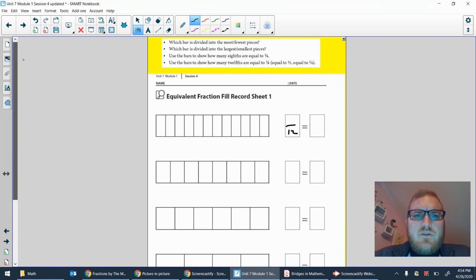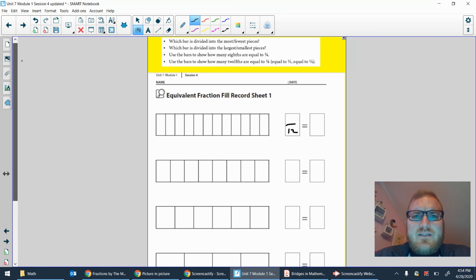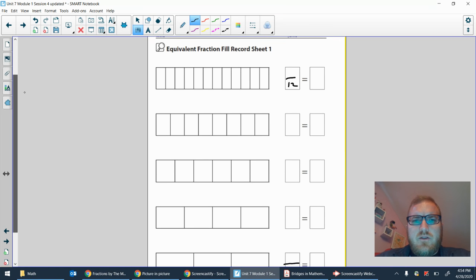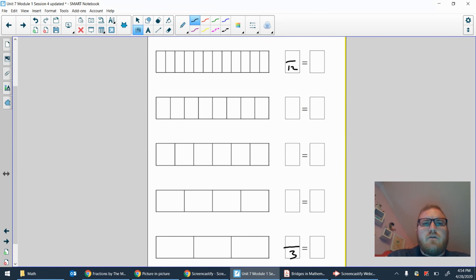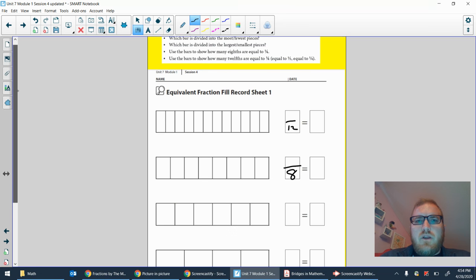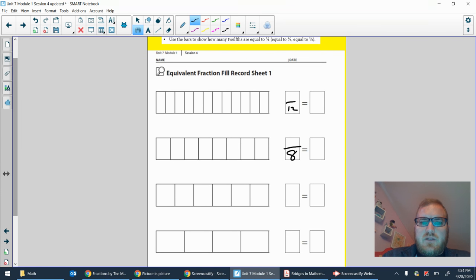Now, use the bars to show how many eighths are equal to 1/4. So we're going to look for our eighth bar. 1, 2, 3, 4, 5, 6, 7, 8. So here is our eighth bar. And then once again, we're comparing it to fourths. So here's our fourths bar.